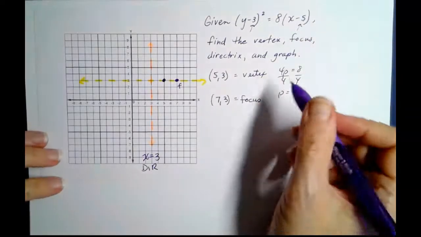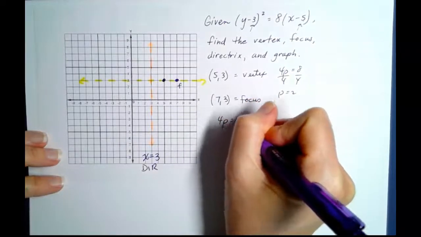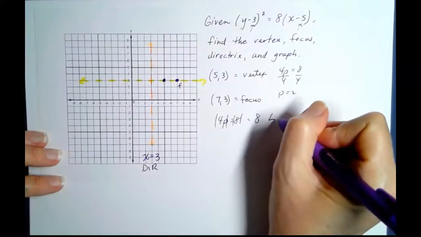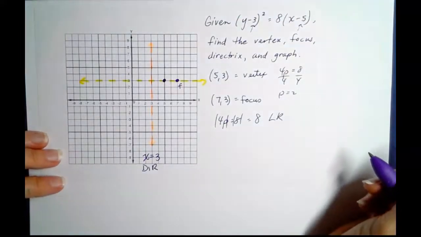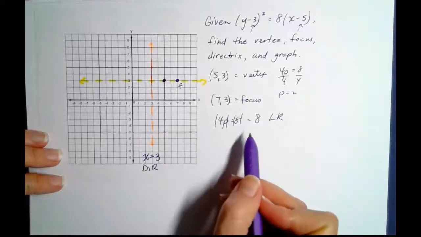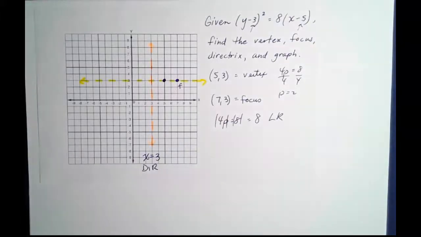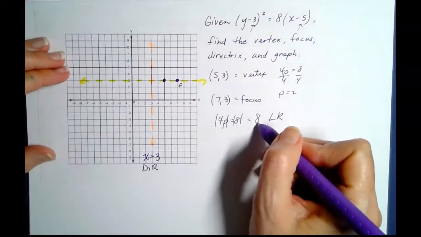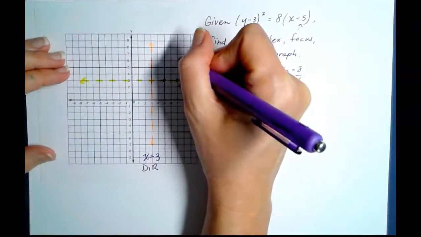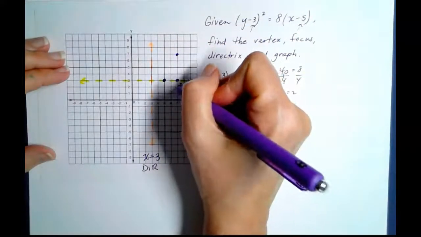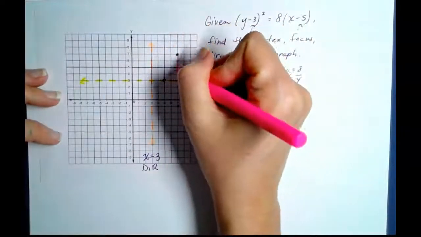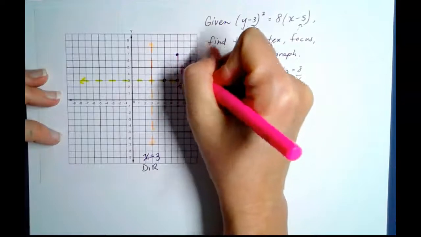Now let's think about this. If 4p equals 8, the absolute value of 4p is still equal to 8. That is the length of our latus rectum, which I'll just call LR. That establishes the width of the parabola. So if the latus rectum is 8, we can go up 4, 1, 2, 3, 4 from the focus, and down 4, 1, 2, 3, 4. And of course, I'll show you in pink, this is our LR right there.